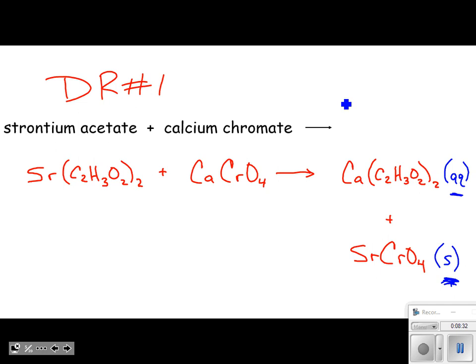So now, what I need to do is, final thing, do I have a balanced chemical equation? And by looking at this, do I? I do. Okay? So ladies and gentlemen, right there is your double replacement reaction of sodium acetate and calcium chromate. Any questions for me?